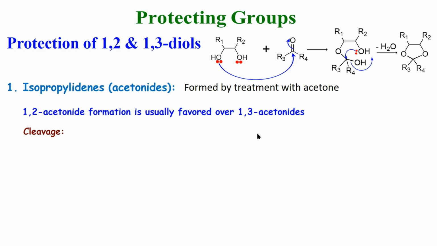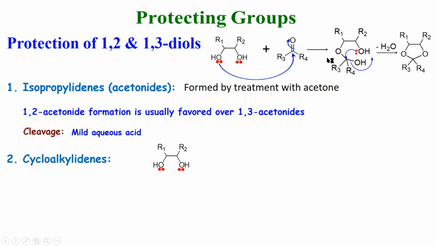They can be cleaved easily by using mild aqueous acid, that is HCl or H2SO4 in the diluted form. They can also be protected in the form of cycloalkylidines. Instead of acetone over here, we can take cyclopentanone.